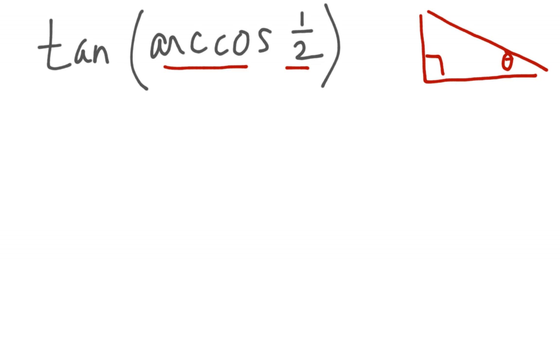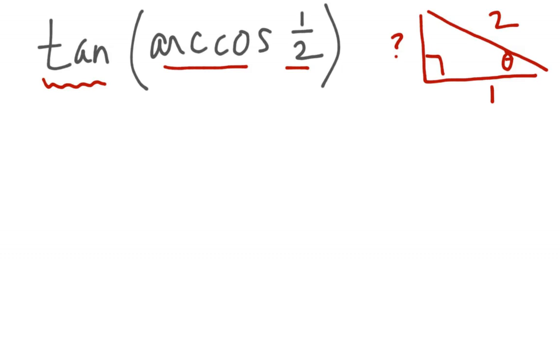Cosine in right triangle trig is equal to adjacent over hypotenuse. So this must be the adjacent side. This must be the hypotenuse. So I'm actually saying, what's the tangent of this angle theta? Well, tangent is equal to opposite over adjacent. Right? Tom's old aunt. That's how I remember it. Tangent is equal to opposite over adjacent. So I need to figure out what the opposite side is. Well, good old Pythagoras. Here we go.